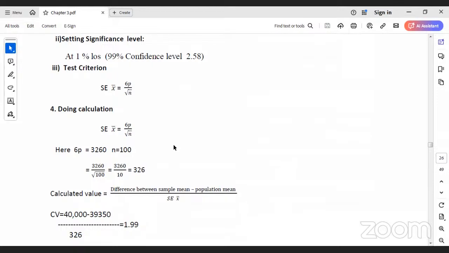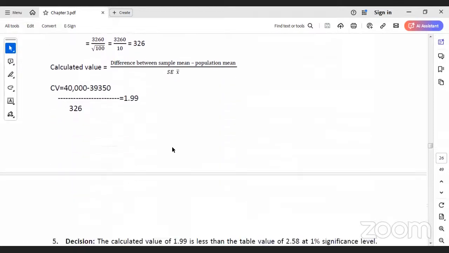Then apply the second formula: the calculated value is equal to the difference between the sample mean and population mean, divided by the standard error of x bar. The sample mean is 40,000, minus 39,350, divided by 326, is equal to 1.99. 1.99 is the calculated value.